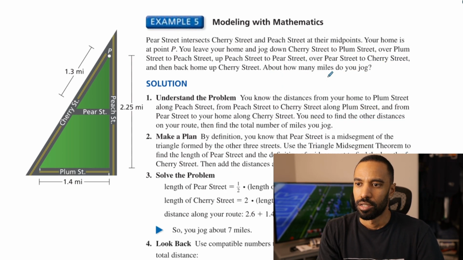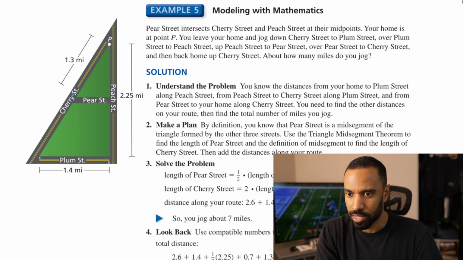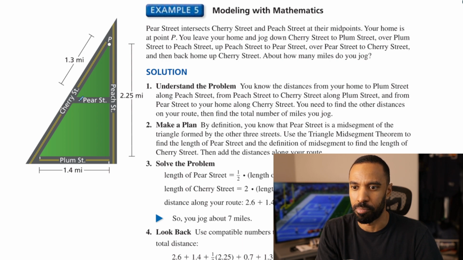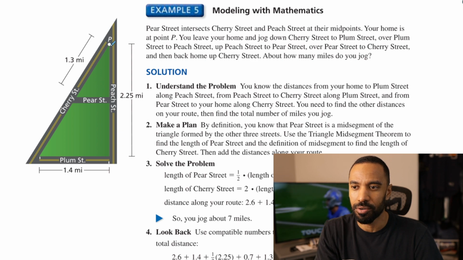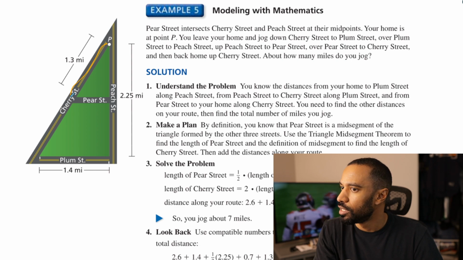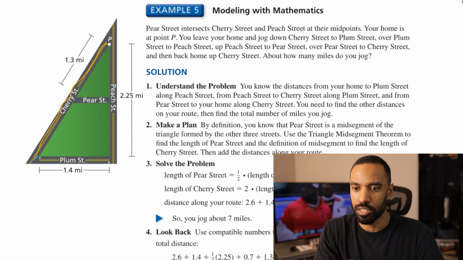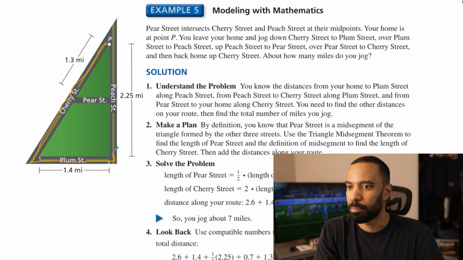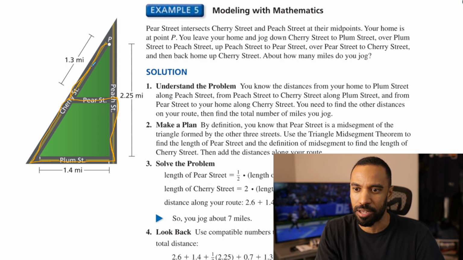Okay. Some more modeling with mathematics. Pear Street intersects Cherry Street right here and Peach Street at their midpoint. So Pear Street must be a mid-segment. Your home is at point P right here. You leave your home and jog down Cherry Street to Plum Street, over Plum Street to Peach Street, and up Peach Street to Pear Street, over Pear Street to Cherry Street, and back home up Cherry Street. About how many miles did you jog?